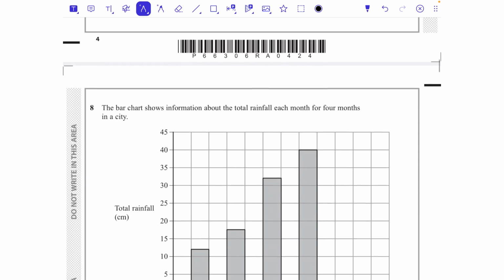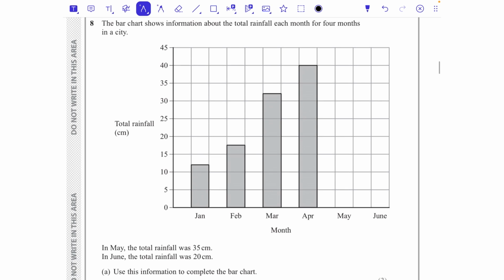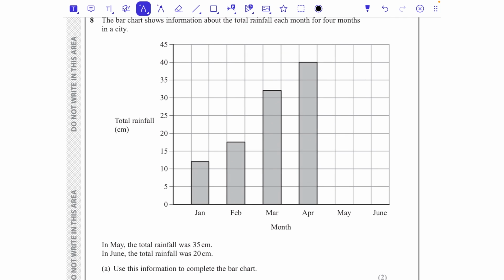Question number 8. The bar chart shows information about the total rainfall each month for 4 months in a city. In May, the total rainfall was 35, and in June, the total rainfall was 20. Use this information to complete the bar chart. So we just need to draw our bars in for those two. So for May, it's 35, so we're going to go up to 35 on the graph. And for June, it's 20, so again, I'm going to go up to 20, and it should look like that.